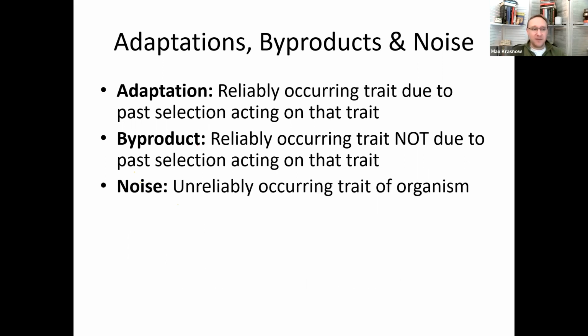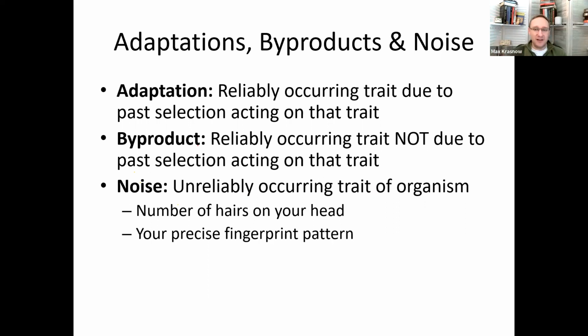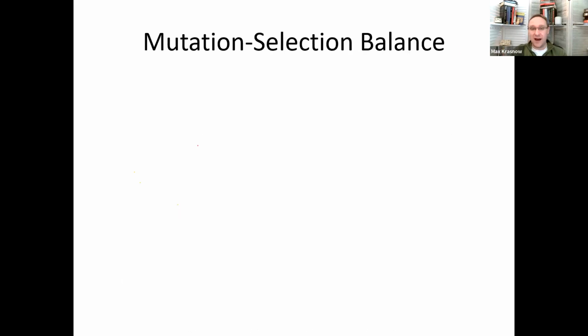And finally, we have noise. These are those traits that are not reliably associated with adaptations. Like, you have a precise number of hairs on your head and it's different from the person next to you, or you have a precise fingerprint pattern that's different from the person next to you. Genetically, noise is the result of novel mutations, new mutations that natural selection hasn't yet touched, or mutations that don't have any effect on reproduction, and so therefore natural selection doesn't touch them. This is actually a pretty big source of individual differences, and let's see why.